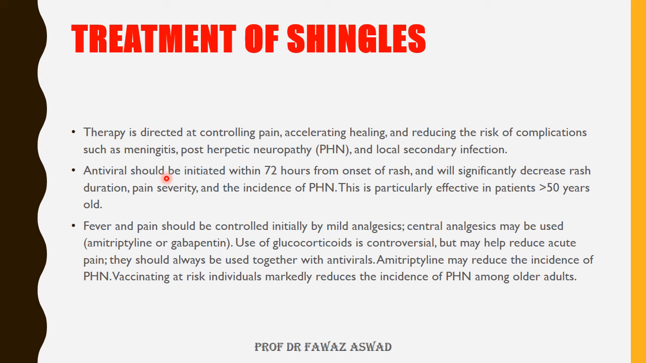Anyhow, there is much research concerning the use of glucocorticosteroids. Till now, it is considered controversial, but corticosteroids may be used to reduce the acute pain, and also amitriptyline may reduce the incidence of post-herpetic neuralgia. Vaccinating at-risk individuals markedly reduces the incidence of post-herpetic neuralgia, and this is specified for older adult patients.